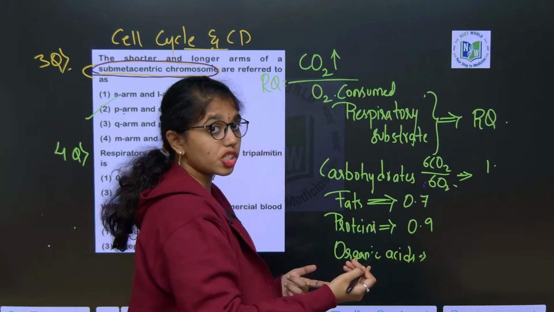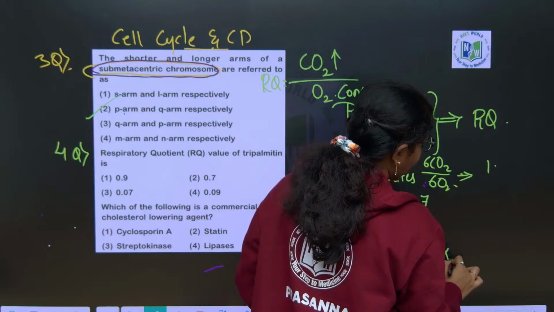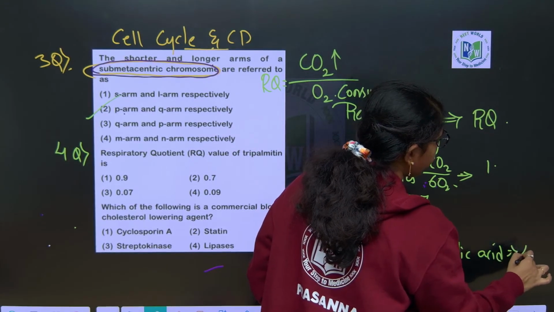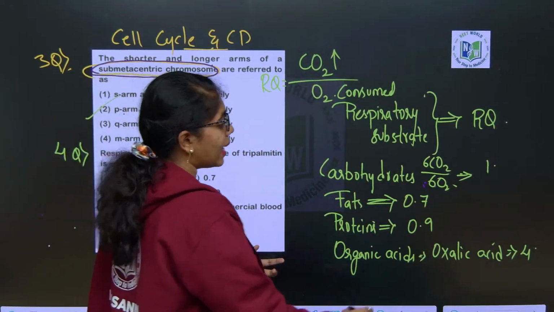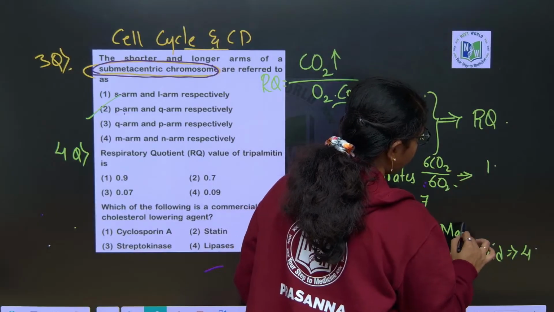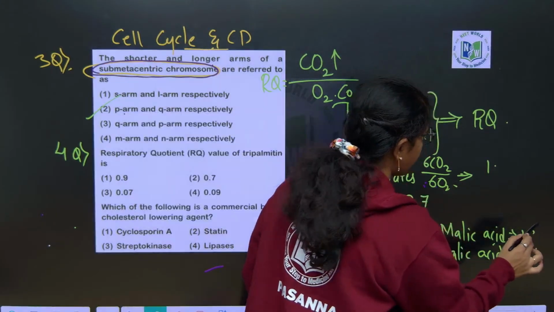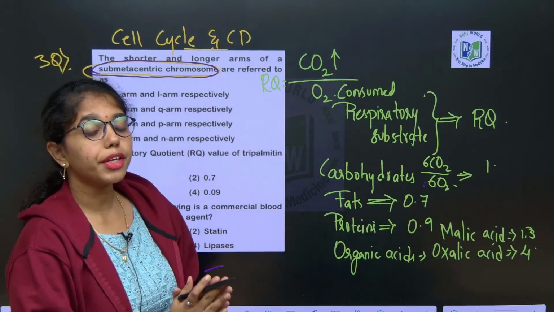Okay. When it comes to the respiratory substrate of organic acids, for organic acids it is more than 1. For example, oxalic acid, it is around 4. Okay, oxalic acid it is around 4. As such, malic acid will be around 1.3. Then what will be the RQ value?